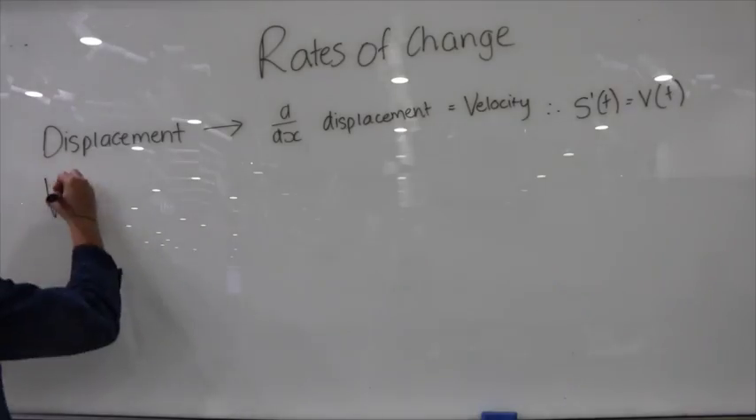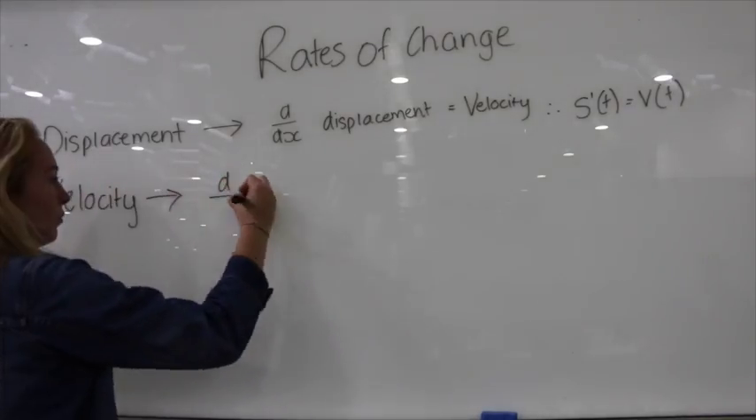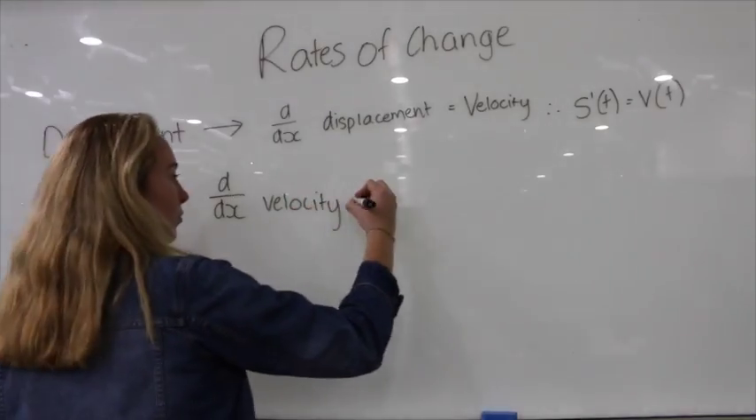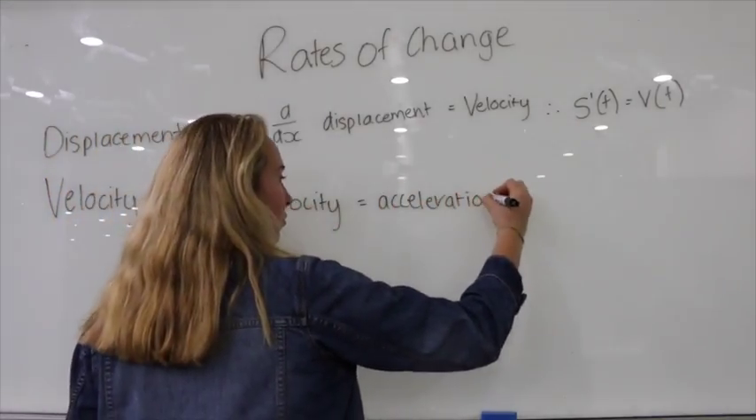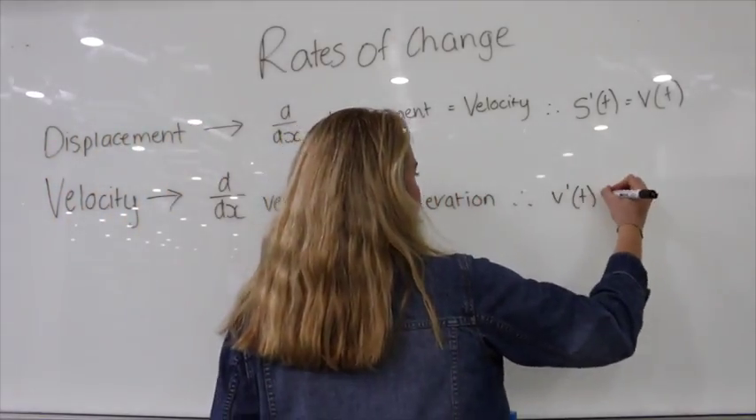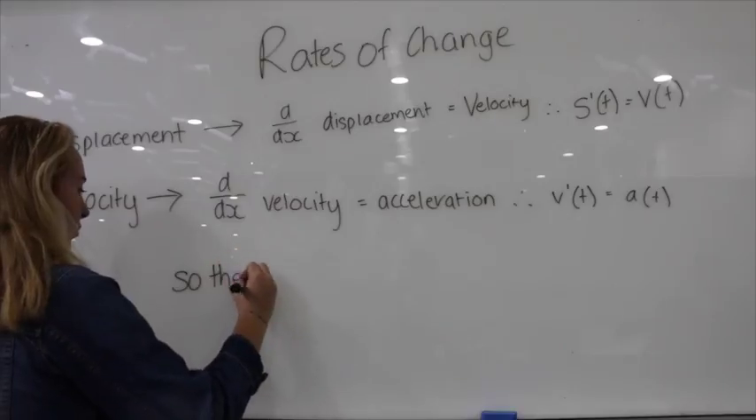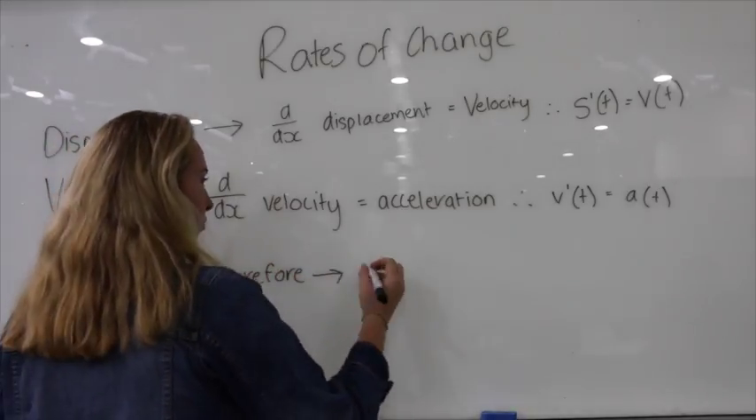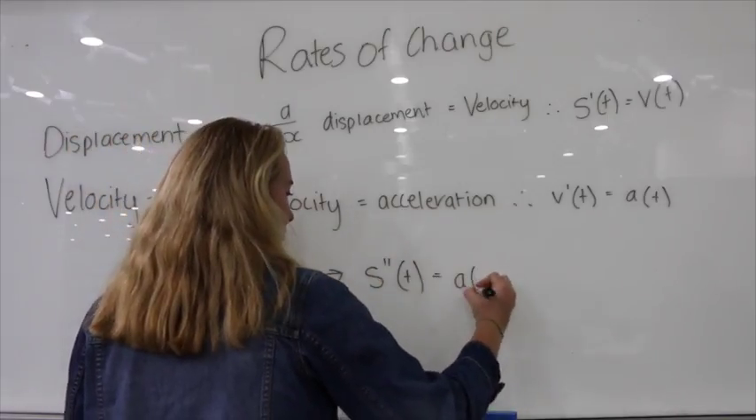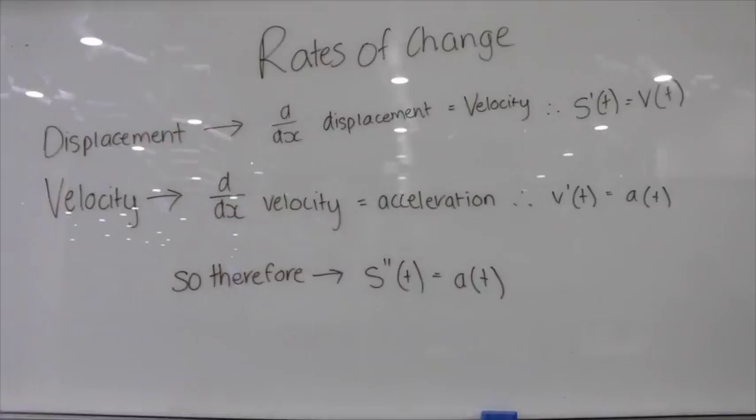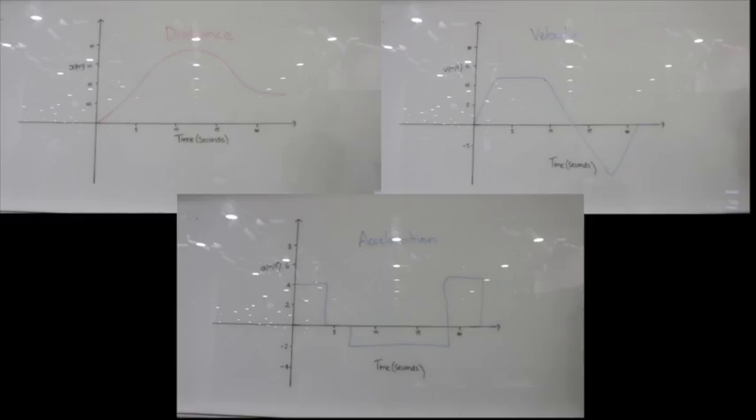Same as the displacement function, if you want to find the rate of change of velocity, you simply differentiate the velocity function, which then gives you acceleration. Thus, acceleration is the derivative of velocity. Because acceleration is the derivative of velocity, and velocity is the derivative of displacement, acceleration is the second derivative of displacement. Here we have all three graphs side by side to understand what the derivative or rate of change has on the original function.